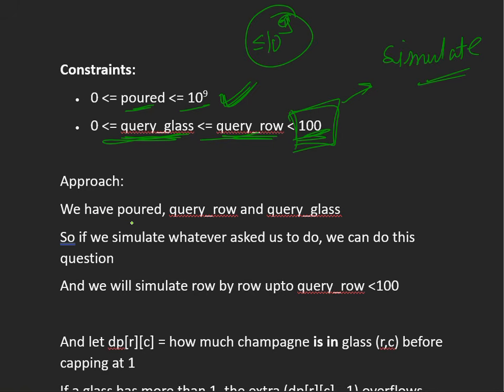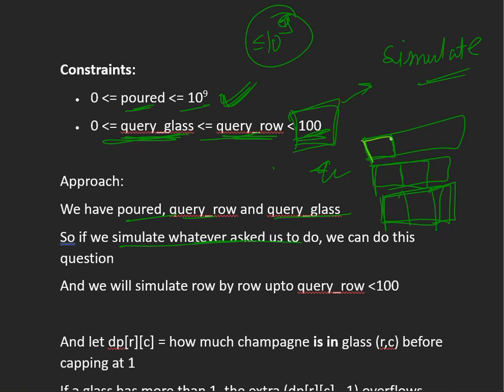So we are given poured, query row, and query glass, and we will be simulating whatever is given to us. We will simulate row by row, up to the query row. In the first row we have one glass, in the second row we have two glasses, in the third row we have three glasses. This glass will pour equally into the lower left glass and the lower right glass. Then we come to the second row, where we have two glasses, so they will store one each.